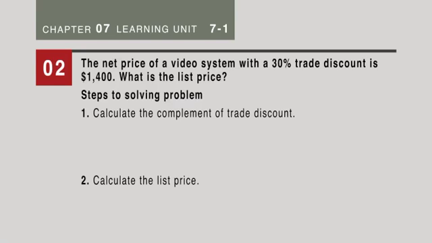So let's look at the steps. Step 1, we calculate the complement. 100% less 30% equals 70%, or in decimal, 0.70. Step 2, we get the list price. 1,400 divided by 0.70 is 2,000.